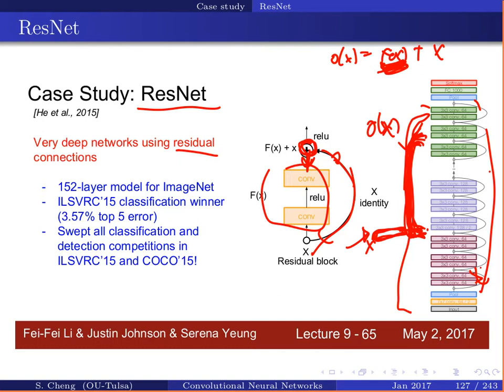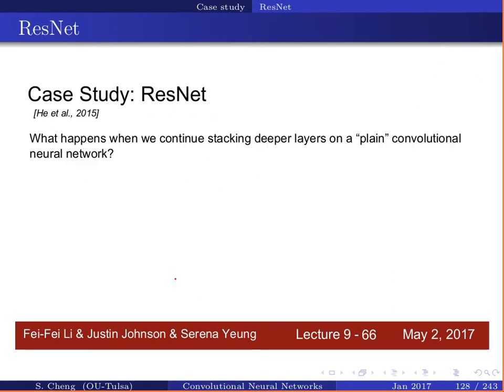It's actually doing so well that in 2015 it basically won all the competitions. It won the ImageNet competition, basically all the categories, and also the COCO competition, a similar competition, also winning basically all categories.